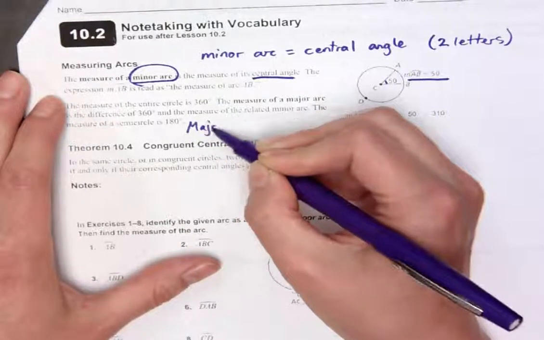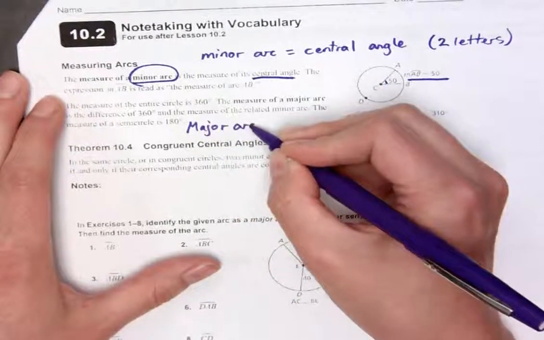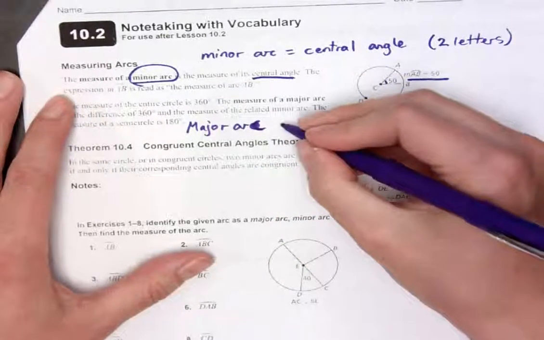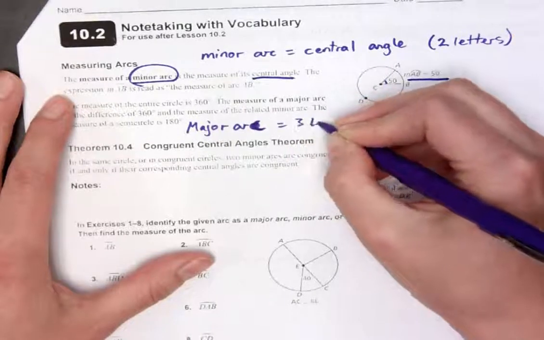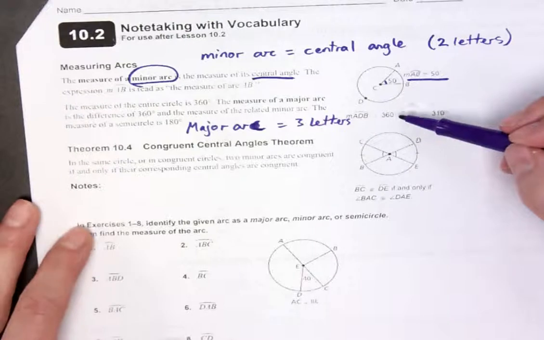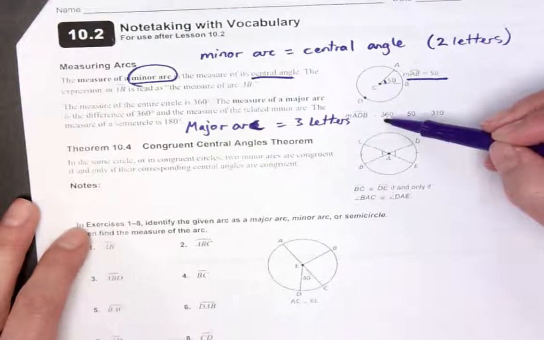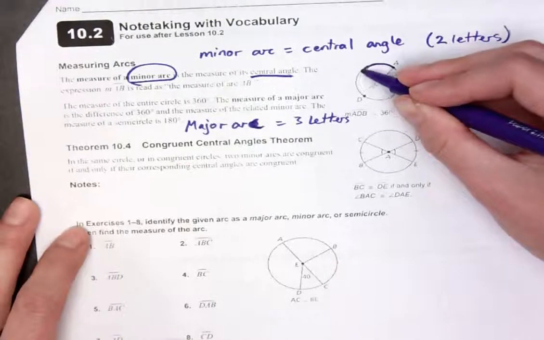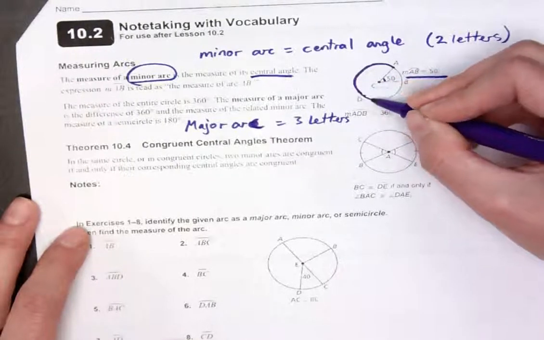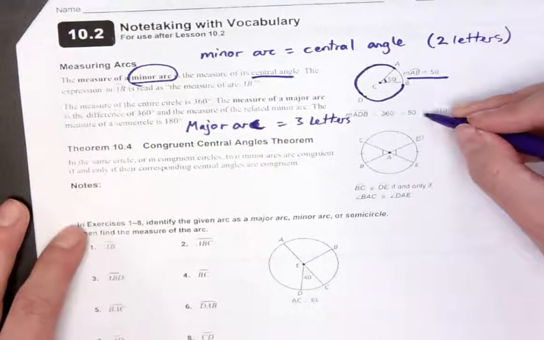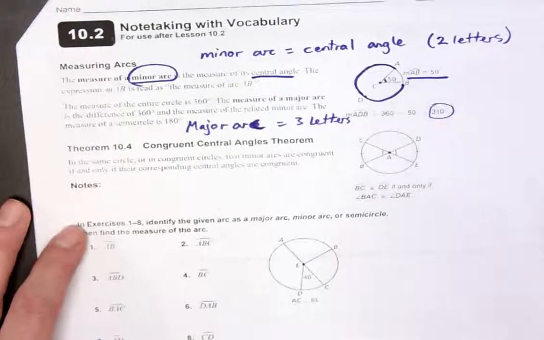All right, a major arc is always 3 letters, is the way we write it. And so it's technically 360 minus that minor arc, but it's just everything else. It's if we go the long way around, so A through D through B, how long is that? And so it would just be 360 minus 50 to get 310.